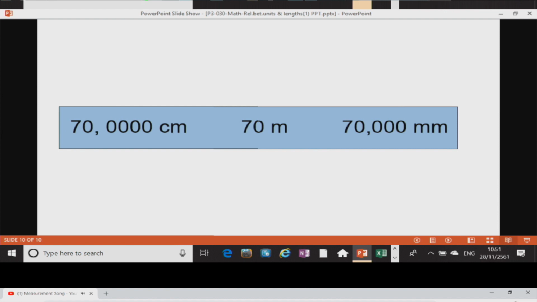700,000 centimeters, 70 meters, and 70,000 millimeters. How about these two? Is this okay? 70 meters and 70,000 millimeters. Okay, but this one again, it's wrong. What's in the wrong place? Comma. Should be 700,000 centimeters. So again, these aren't the same. 70 meters and 70,000 millimeters, okay. But centimeters, not okay.